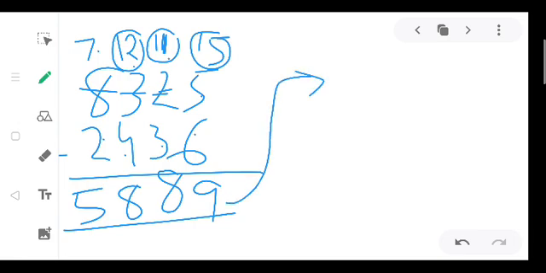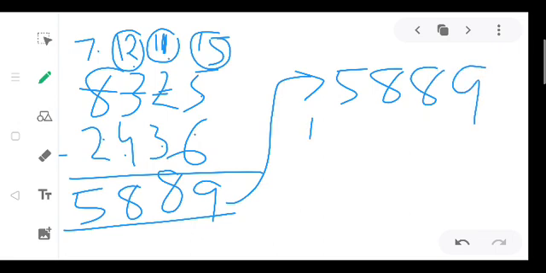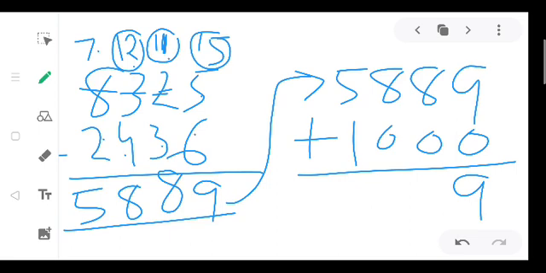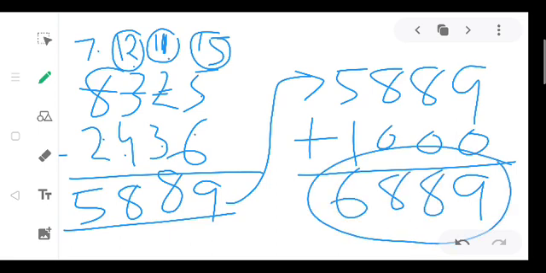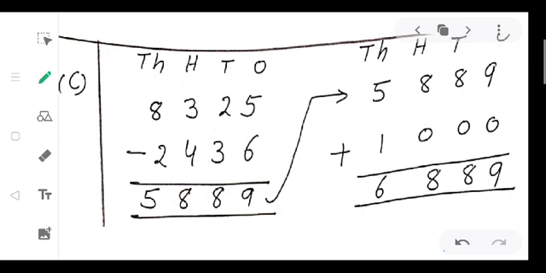Now you will write this difference at the top and add 1000 to this. What will be your answer? 6889. It is solved here also. Clear?